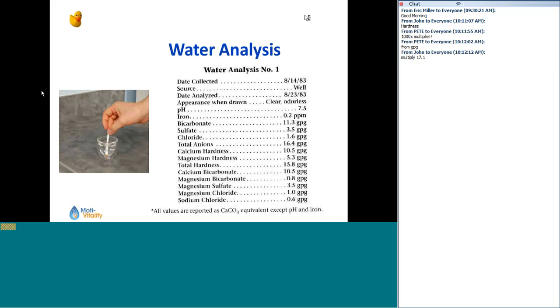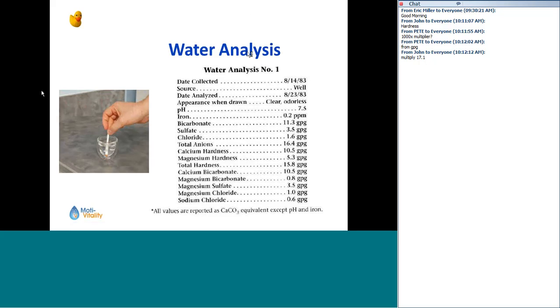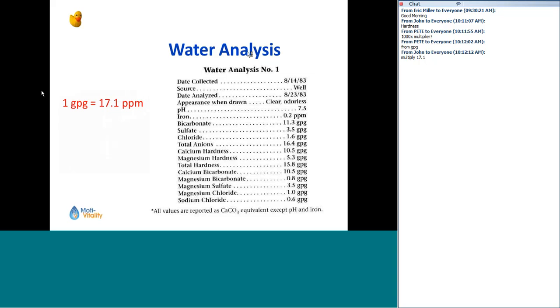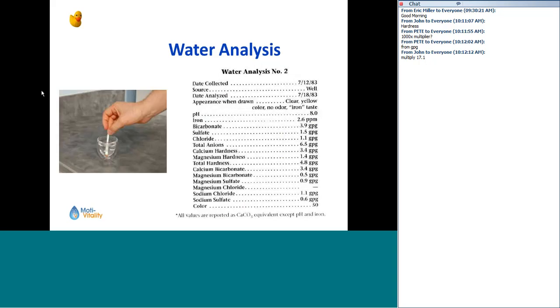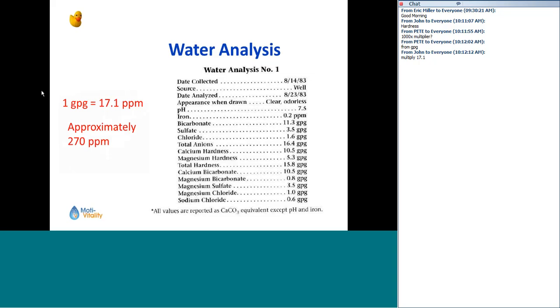Okay, so yes, we have hardness here that we've got to take care of, the total hardness. And 1 grain per gallon equals 17.1 parts per million. So that's going to give us approximately 270 parts per million on this analysis here. All right, so it's the hardness. We do have a slightly high pH, but looking at this, mostly it's just the hardness that we're going to have to take care of on this one.